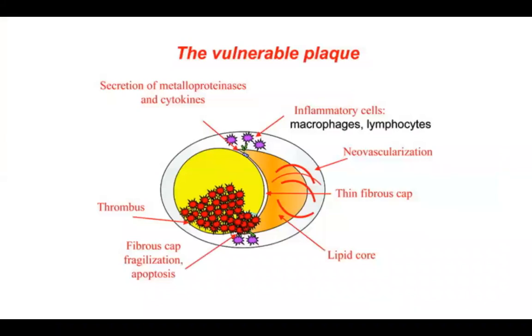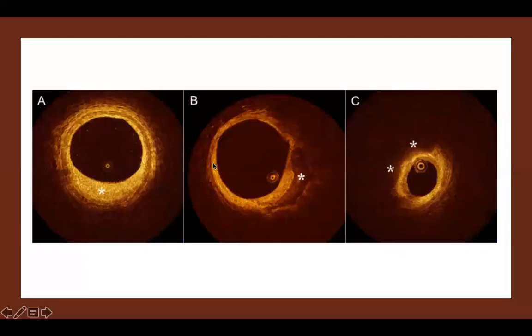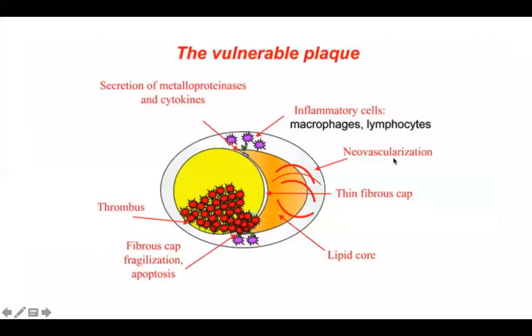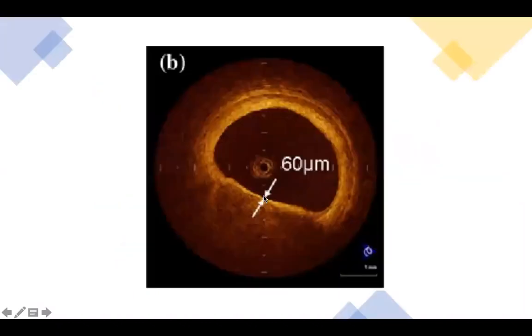So what is the vulnerable plaque or the unstable plaque? The unstable plaque is made of lipid. The fibrous and the calcific plaques are usually stable. However, the lipid is the unstable one. And it has what we call a thin fibrous cap that is liable to rupture or erode, as we see.